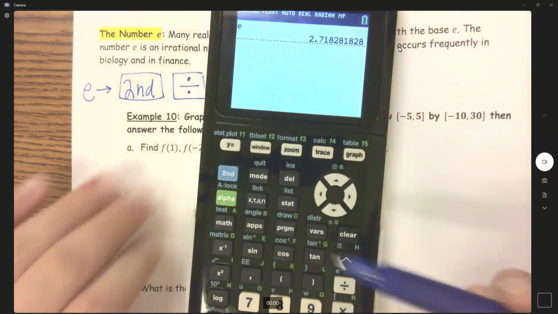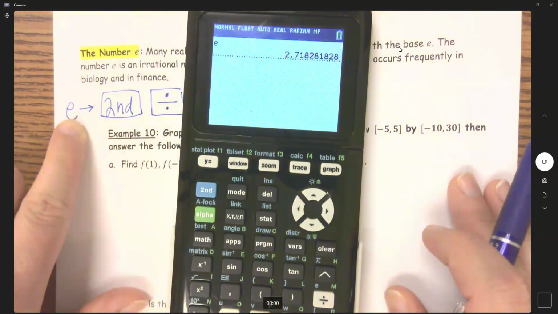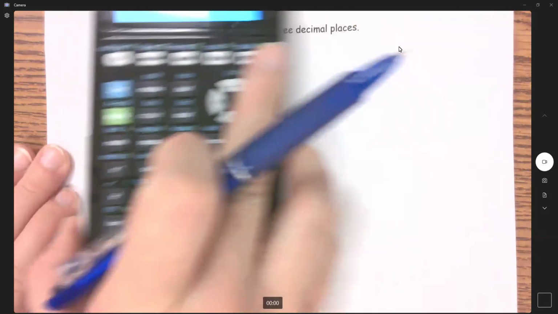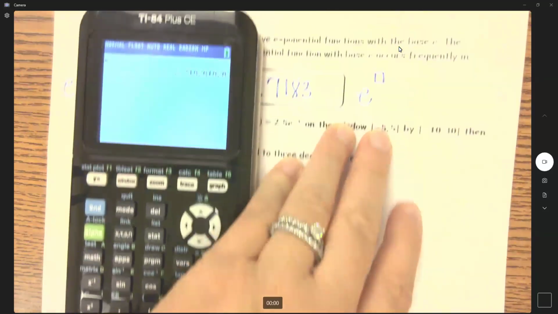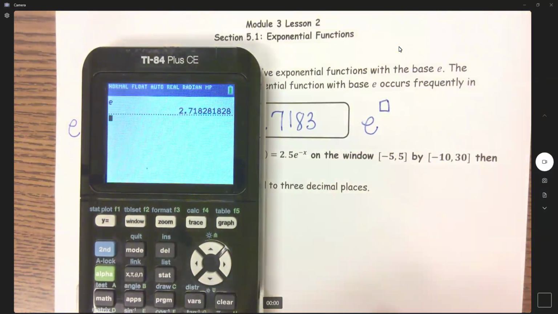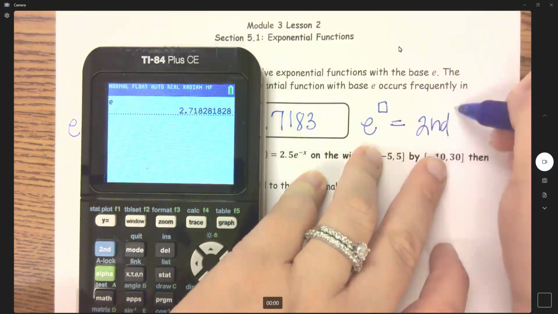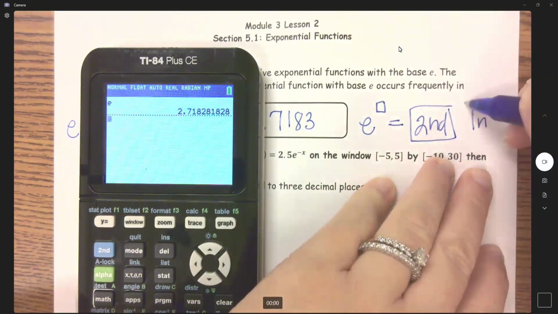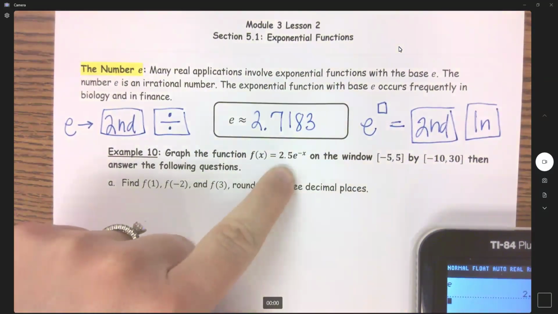Now we have another button for e. If you need just e by itself, this is the same as e to the first. We'll use second divide, but we do have another button right down here, e to the x. And so we can also get there that way too if we need to put an exponent, which a lot of times with e, we will need that. So to get e with an exponent, we will hit second and then ln. Okay, which is what we'll need for this right here.